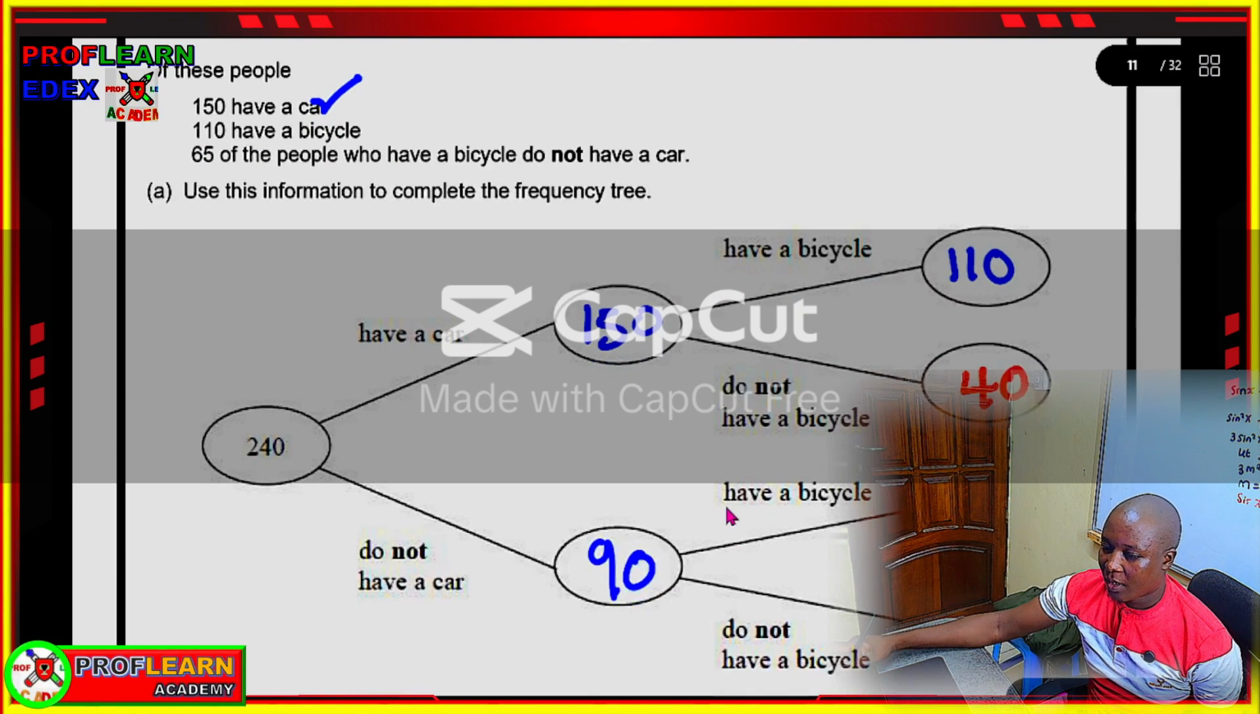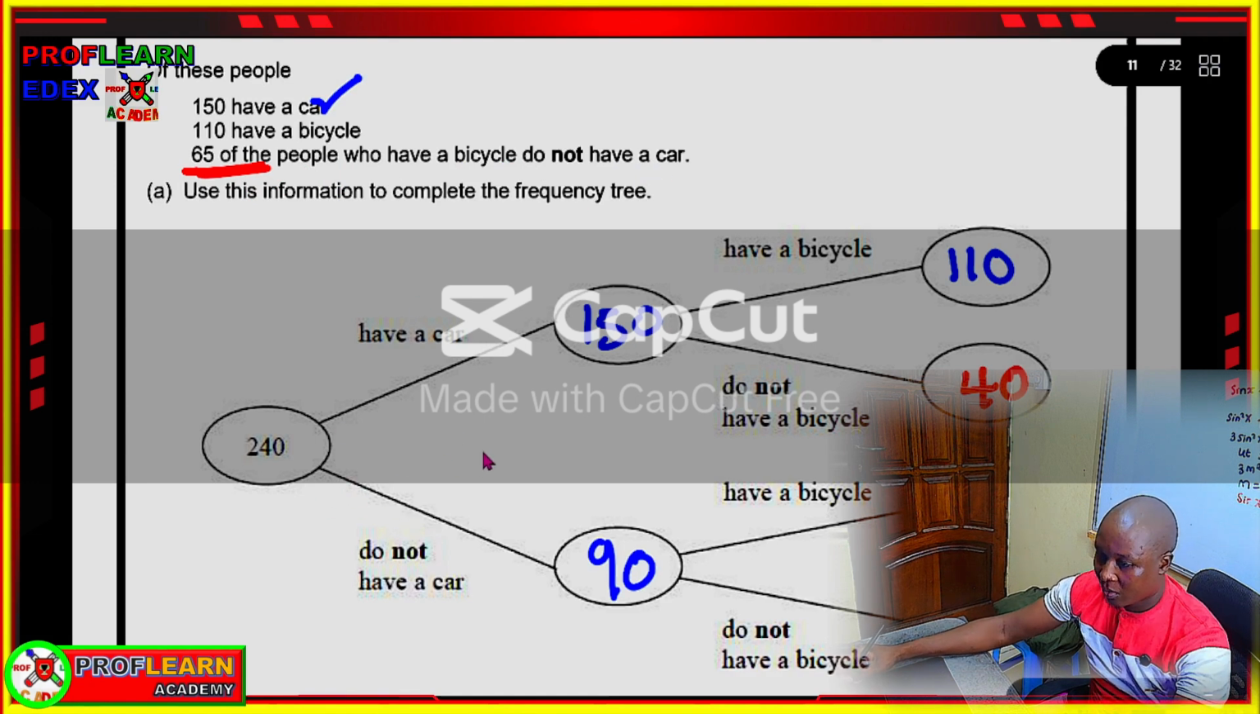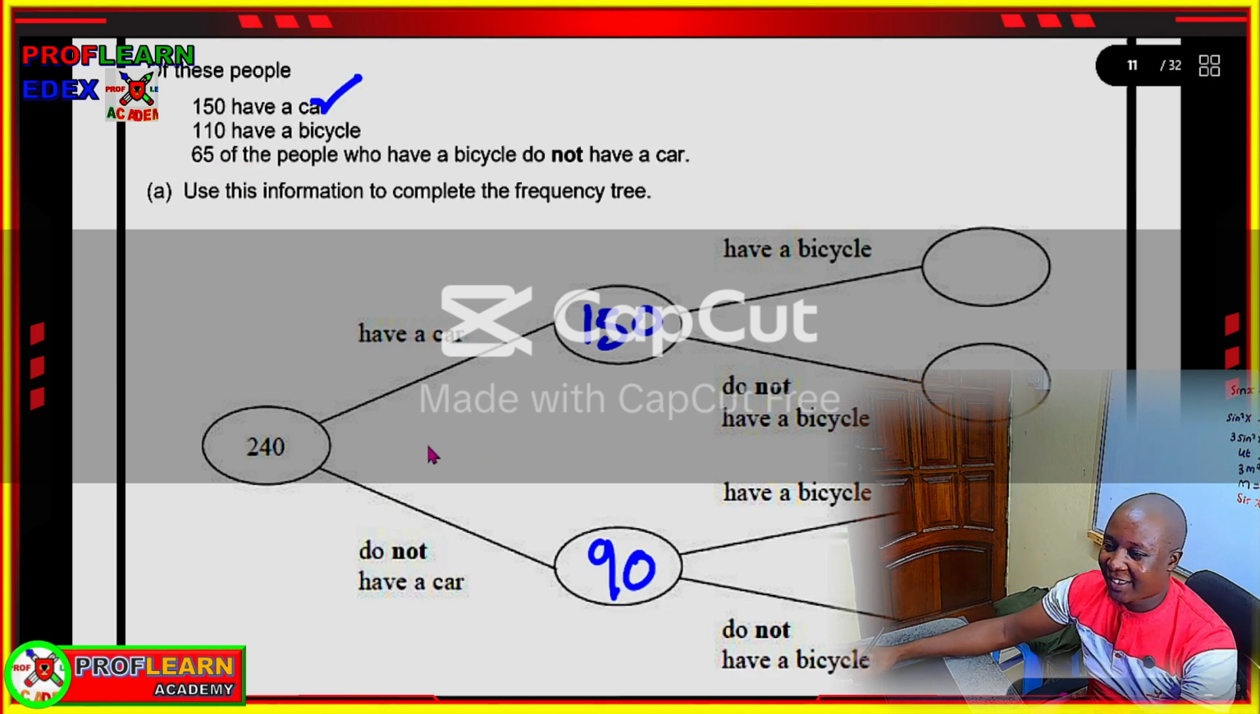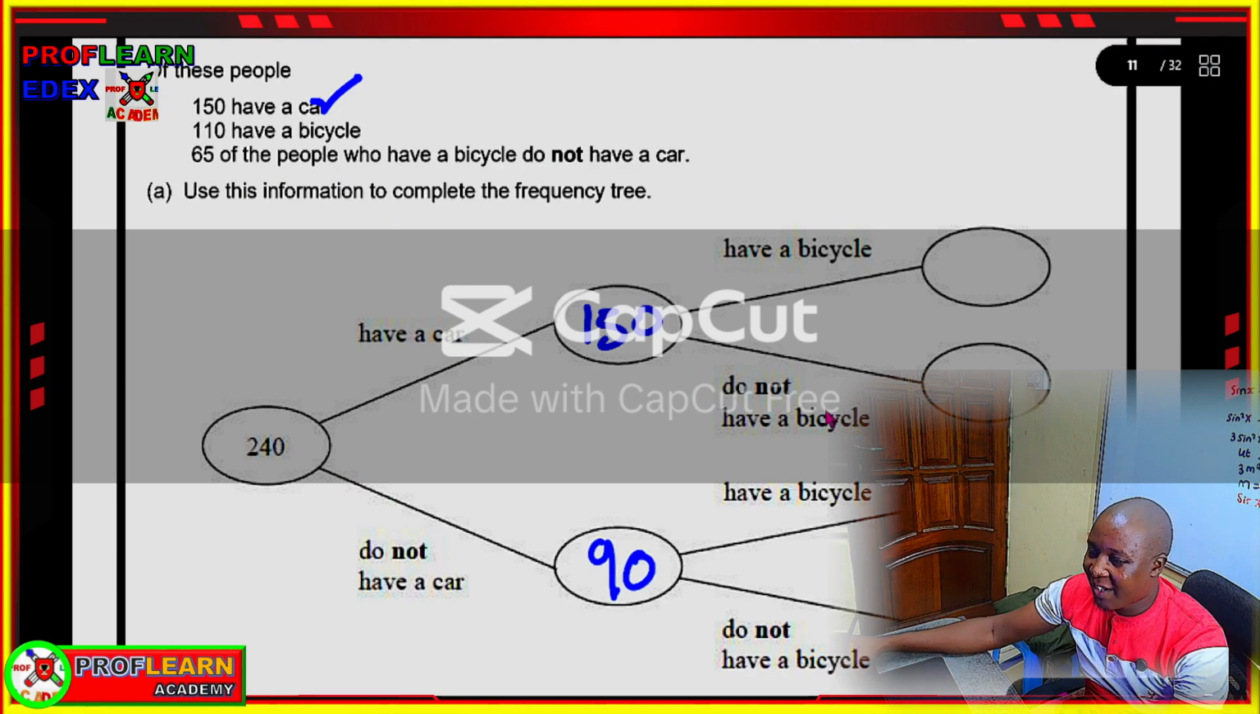So have a bicycle. 65 people do not have a bicycle. 65 people do not have a bicycle, do not have a car. So 65 people, we need to retract back this. Yes, 65 people do not have a bicycle. So I'm going to say here, let's see where is this getting lost? Where is it getting lost here?